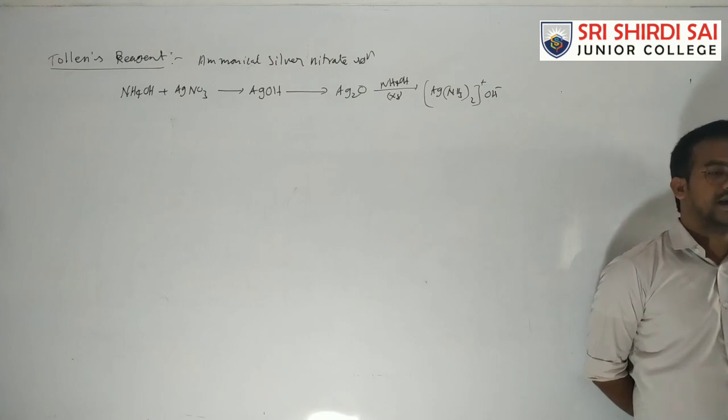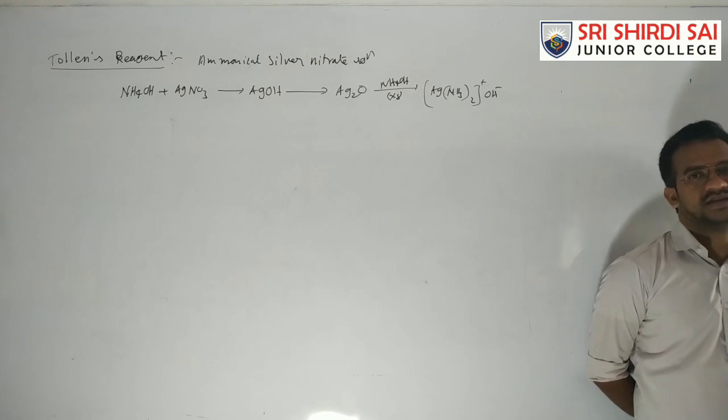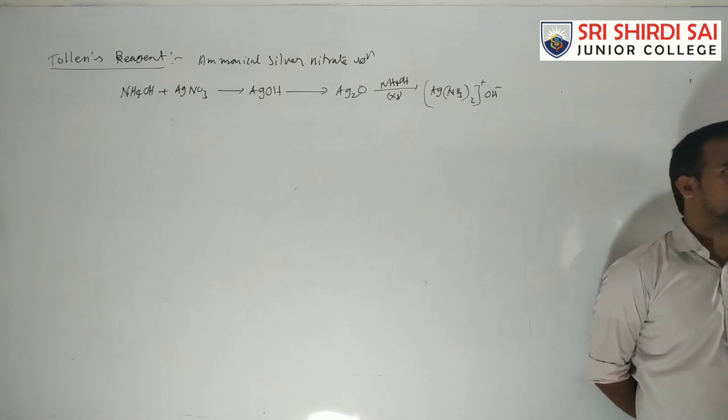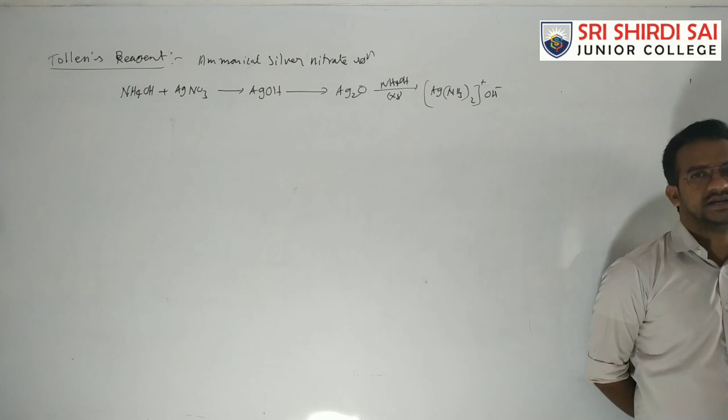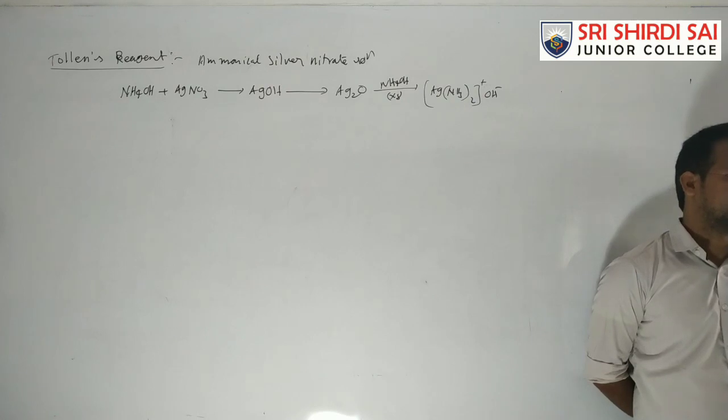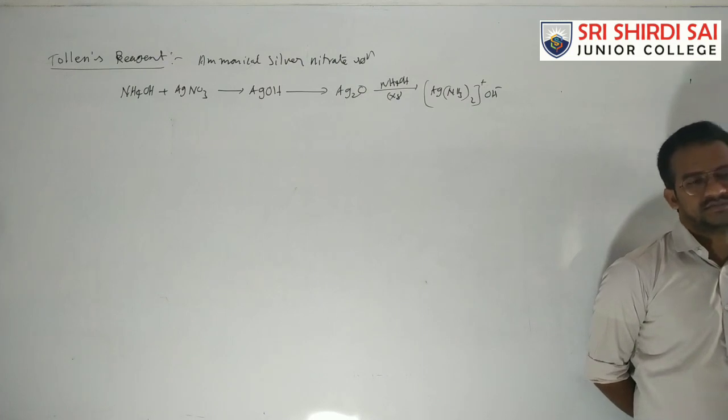And the next line: aldehydes and ketones are distinguished by Tollens reagent, Fehling's reagent, Benedict's reagent, and Schiff's reagent, because these reagents react with only aldehydes.